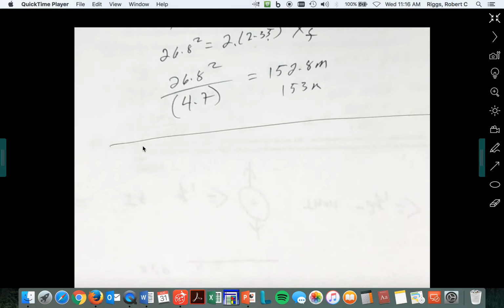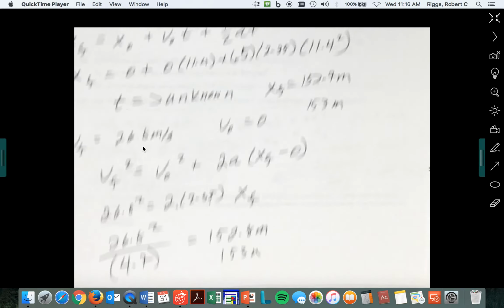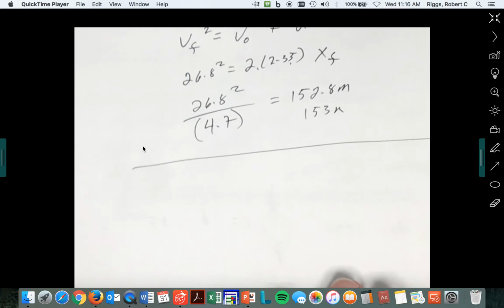To find the distance that the dragster went. I was just curious about how far that dragster would go, all right? Is there a third part? Yeah, okay, there's kind of a different one.